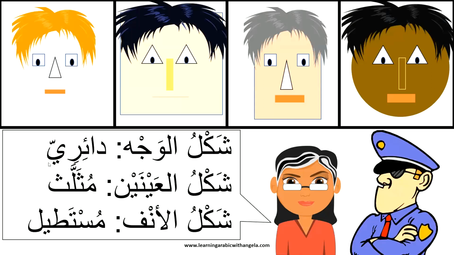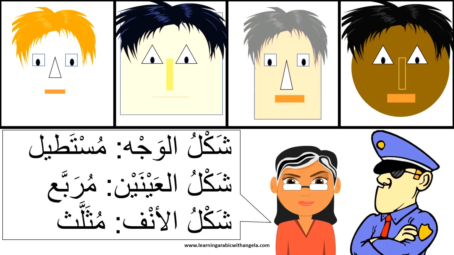شكل الوجه دائري. So from دائرة, which is a circle. So we're going to look for that one. شكل العينين مثلث. So we're trying to look for a triangle. شكل الأنف مستطيل. Rectangle. So I'm sure now you've found him. That's going to be the one. هذا هو المجرم. This is the criminal. So شكل الوجه دائري. Okay. شكل العينين مثلث. وشكل الأنف مستطيل. Rectangular. أحسنتم. Well done.